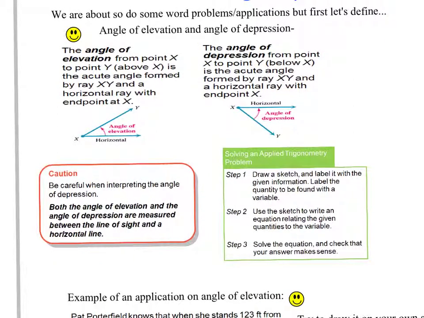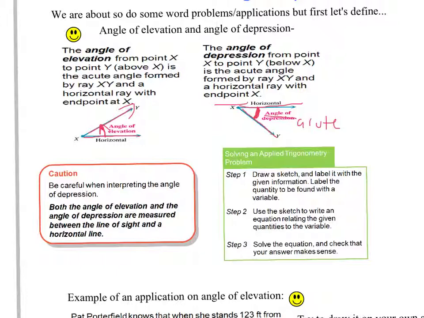Just a little bit of initial defining here. An angle of elevation from point X to point Y is the acute angle formed. So basically, if you have a horizontal, your angle of elevation is always from the horizontal to your terminal side. All right? And your angle of depression is also in between the horizontal. It's the acute angle formed between the ray of interest. So it's the acute angle formed by the ray XY and the horizontal ray with the endpoint X. So, that might not initially make sense, but when we start looking at these sketches, we'll know.